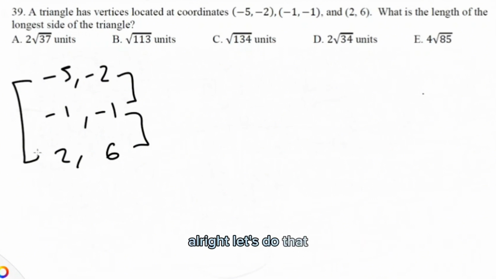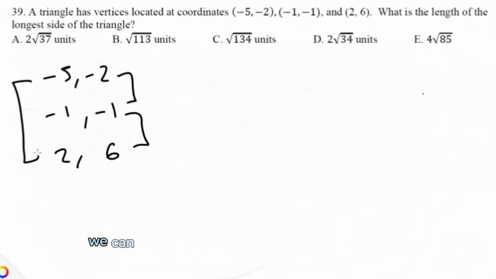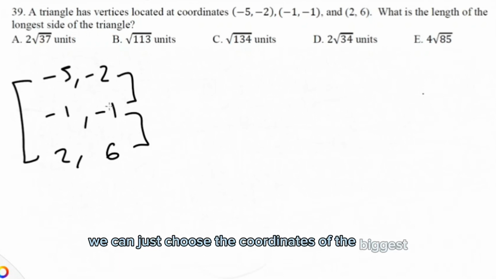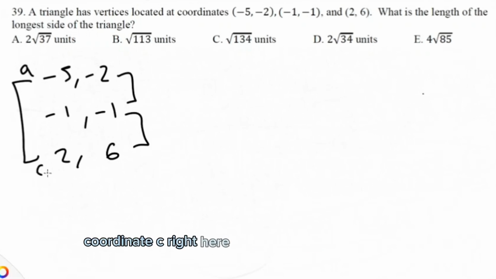Alright, let's do that. So, the easy way we can do this is, instead of choosing each single set of coordinates and then finding the distance, we can just choose the coordinates with the biggest gap between the x's and y's. So for example, this one, right? Let's call this coordinate A. It has -5 and -2. And the coordinate C right here has the coordinates 2 and 6.